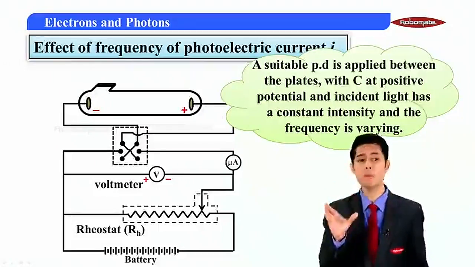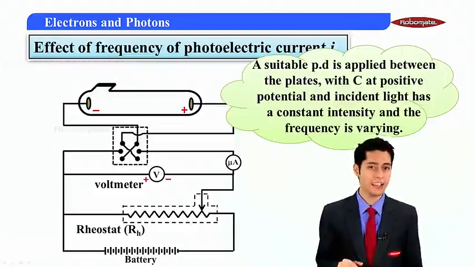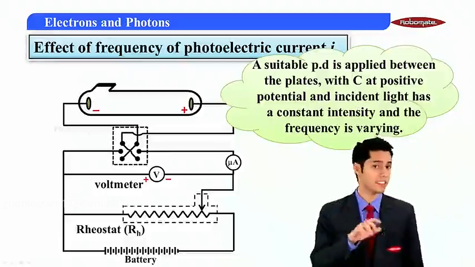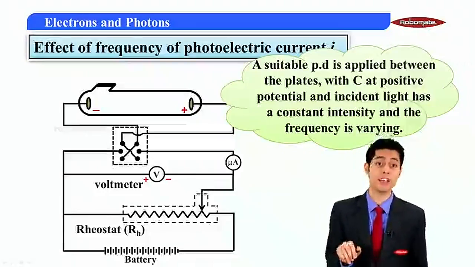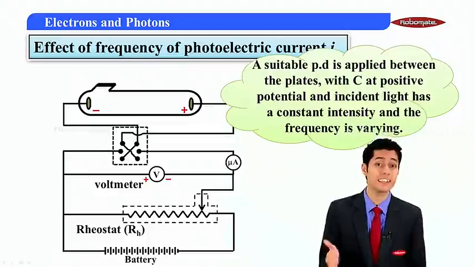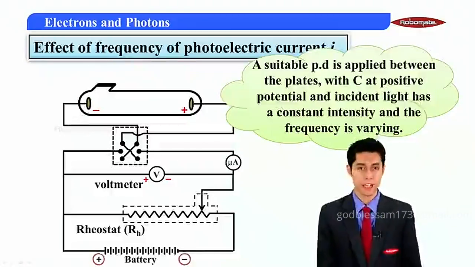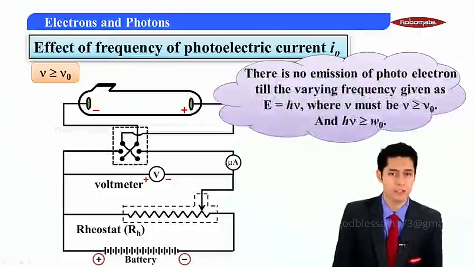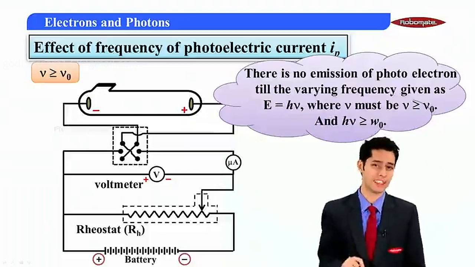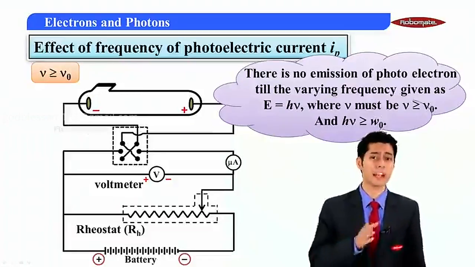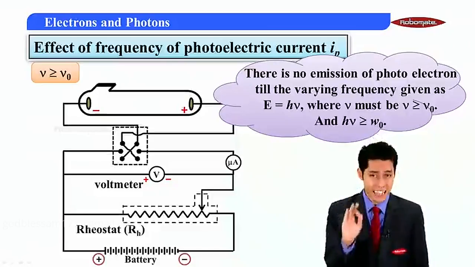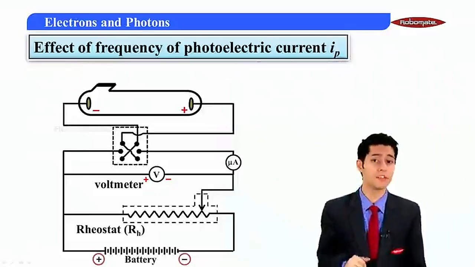We are applying a suitable potential difference, and in this case we are giving a light source which has a constant intensity. That means intensity is not varying, but frequency is varying. That means I'm going on increasing the frequency of light. Now what happens when I increase the frequency of light? Suppose my frequency is less than the threshold frequency, students, will the photoelectric emission take place? No. So there is no emission until and unless we reach the threshold frequency.